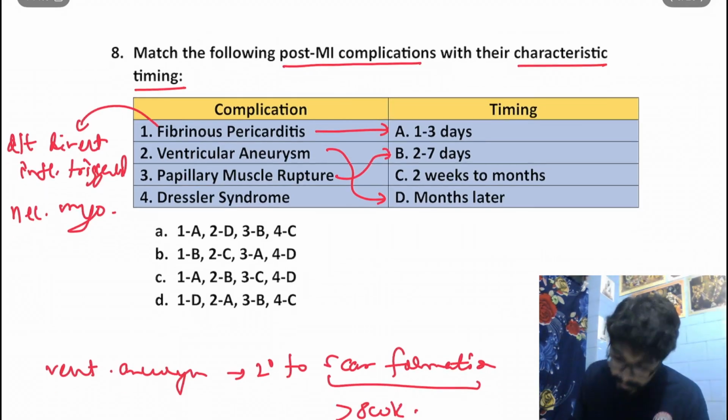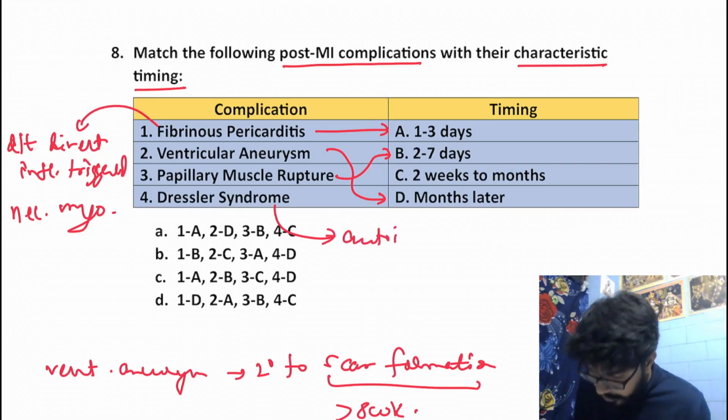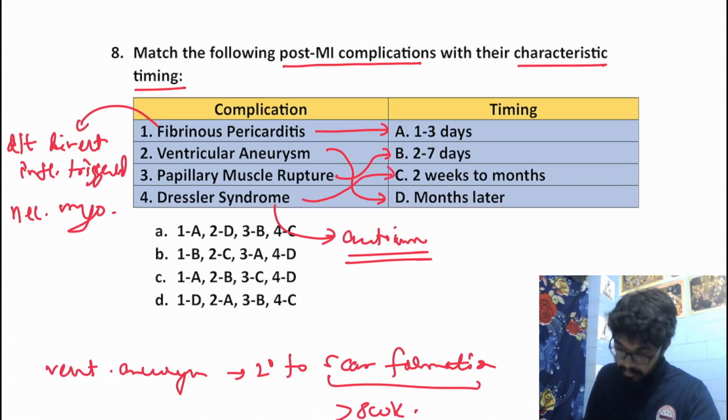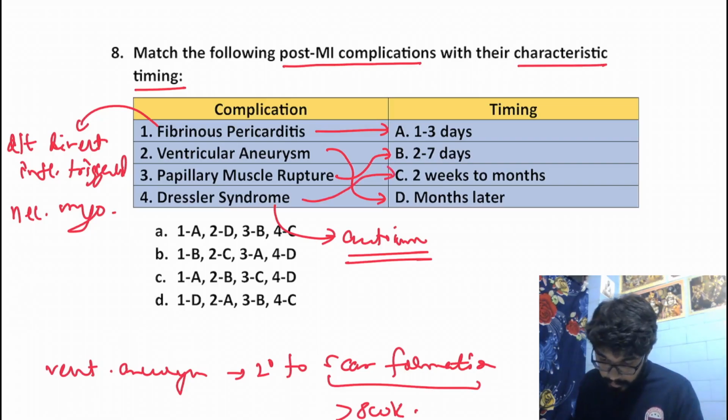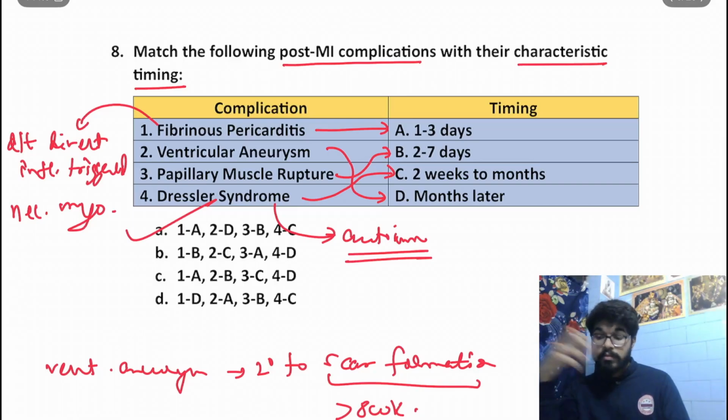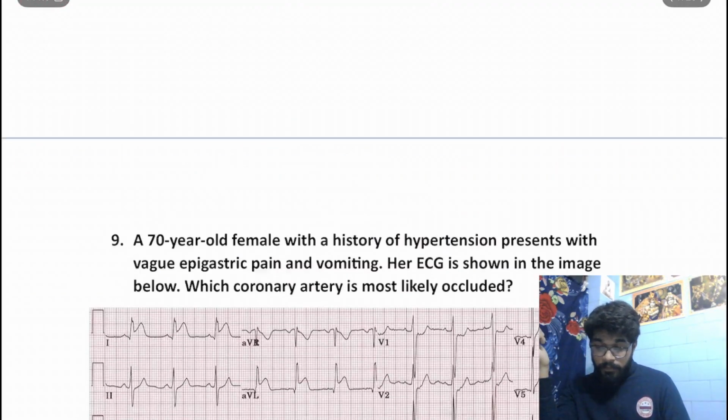And Dressler syndrome has an autoimmune etiology and would take weeks to months, right? So it should be 1A, 2D, 3B, 4C. So option A should be our answer. Okay, just with the pathophysiology, we can decipher the time. Okay. Moving on to the next question.